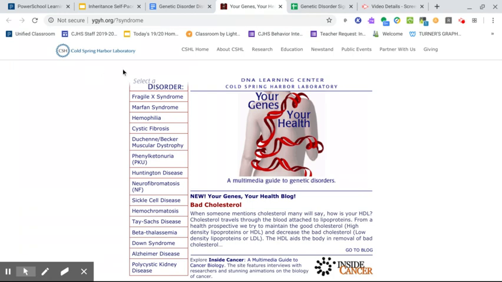This is the one that, when we were talking about Watson working with his research, they disconnected from Watson because of his racial comments. This is where he did his research, okay? So they have a lot of information on different genetic disorders.